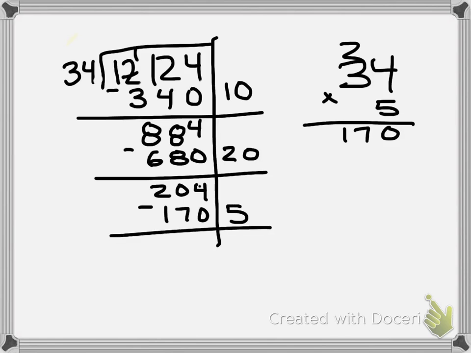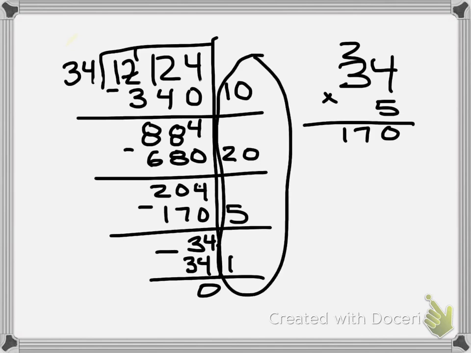Our remaining dividend is 34. I'm going to go ahead and guess 1. Just a random, wild guess. Which gets us 34 with no remainder. Okay, to find our quotient, we would just have to add all those up. That would be 36. So our answer is whole number 36.